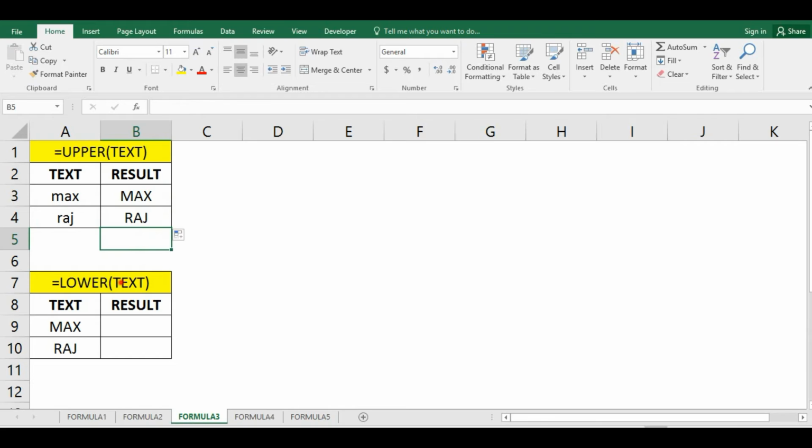Next, lower formula. This is syntax for lower formula. This formula is used to convert the text to lowercase. For example, I am going to convert these two texts to lowercase. Lower bracket. Select the text.